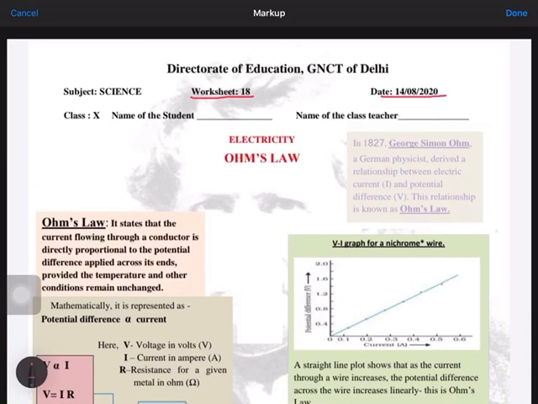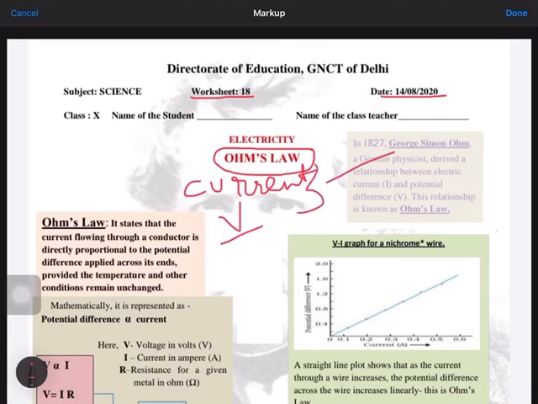The topic of our worksheet is Ohm's law. It's a very important topic since we have studied two things till now. We have studied current and we have studied potential difference. So it was George Simon Ohm in the year 1827. He was a German physicist.